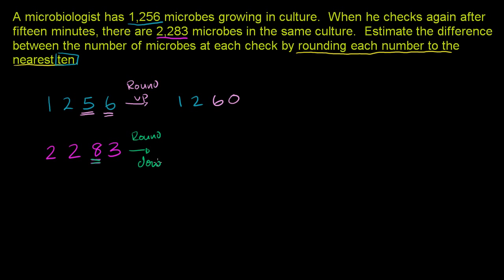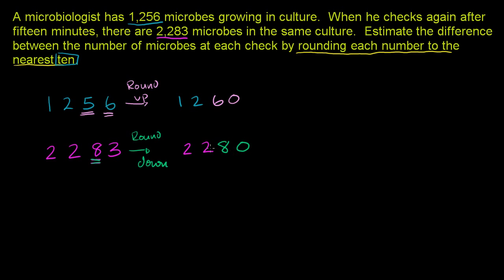We want to round down. So we're going to be left with 2,280 instead of 83. We're just going to have 80. Now, they want us to estimate the difference between the number of microbes at each check by rounding each number to the nearest 10. So we've done that part. We've rounded each number to the nearest 10.